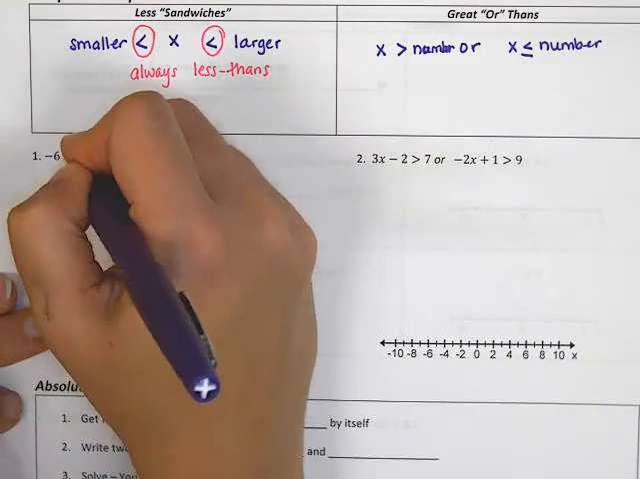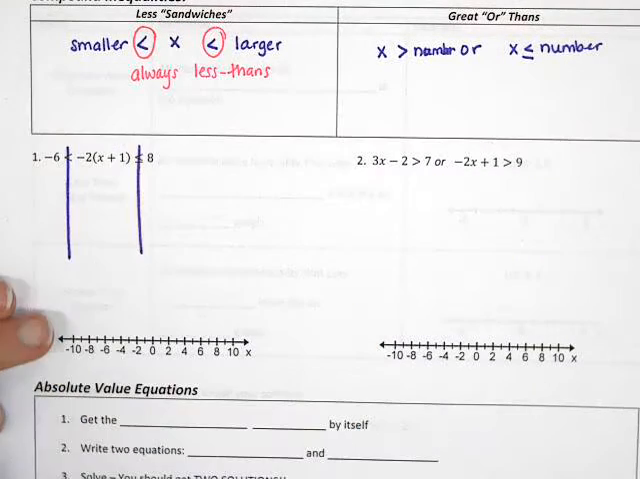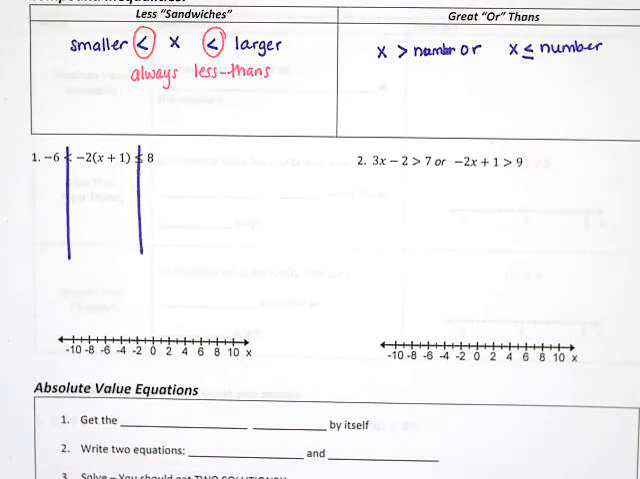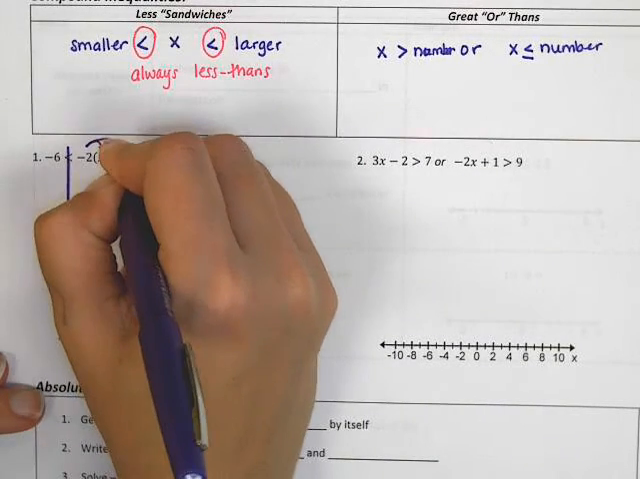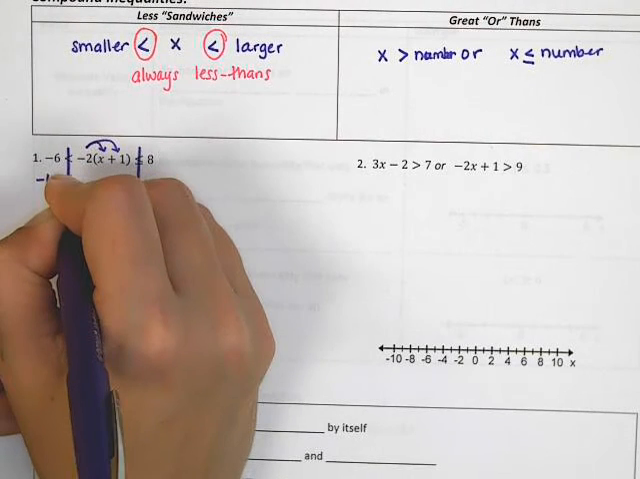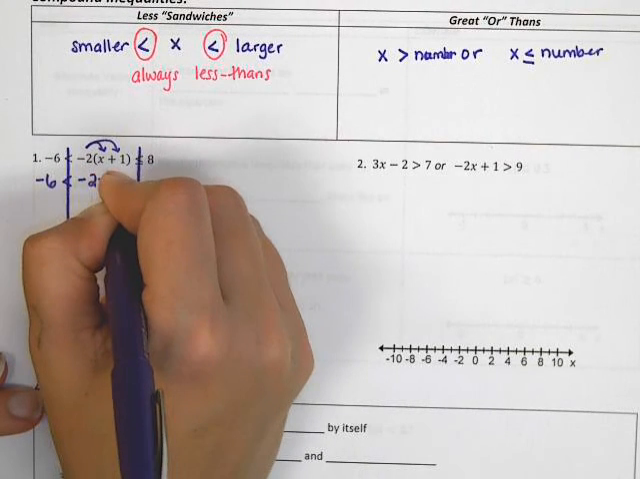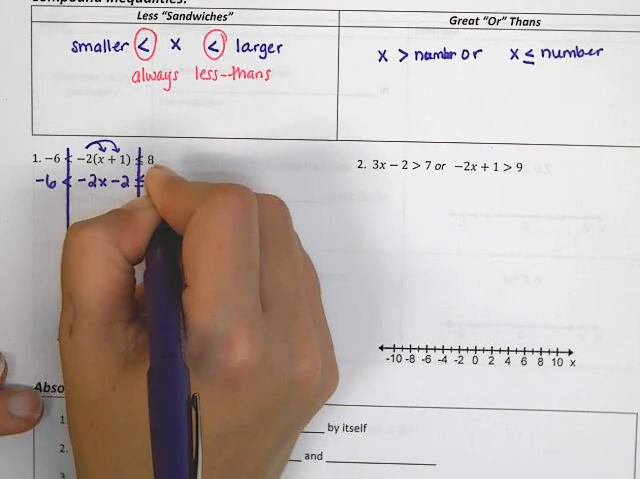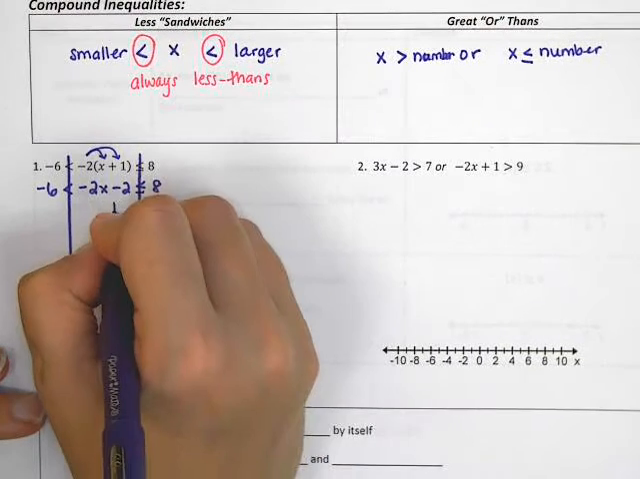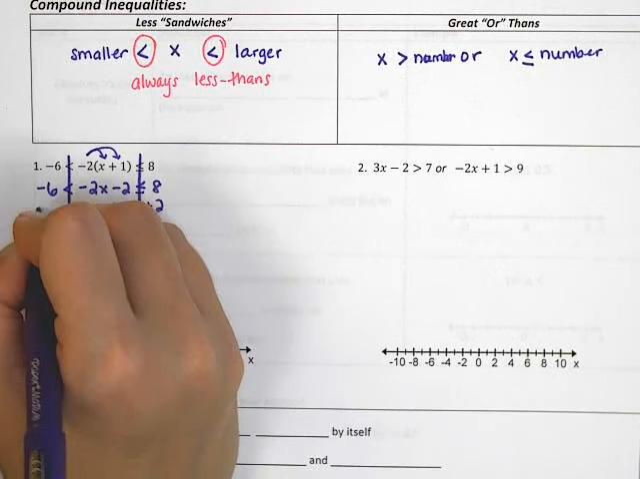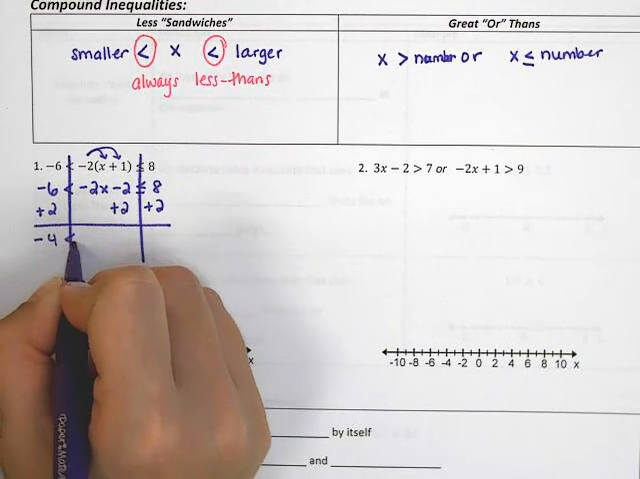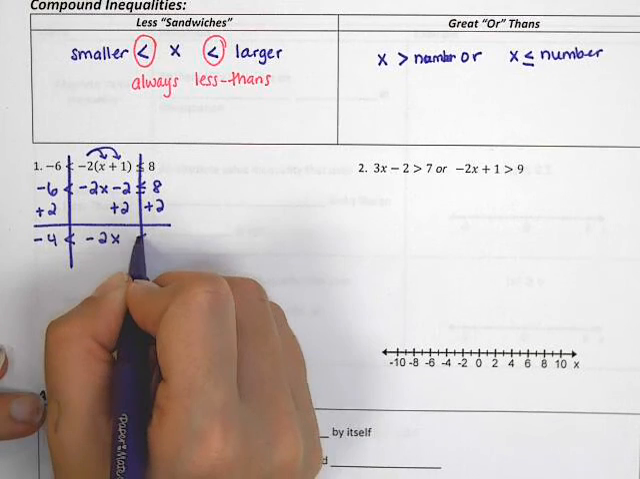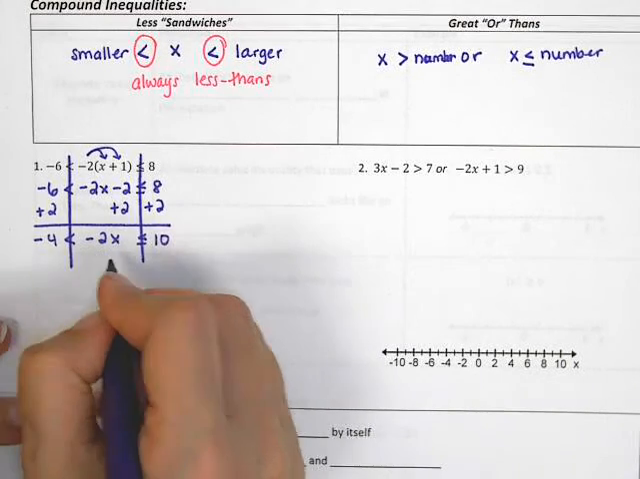So for problem 1, we would draw vertical lines through the inequality symbols. And since there are two of them, I have two vertical lines. Now I'm going to distribute the -2, which means I get -6 is less than -2x minus 2 is less than or equal to 8. Then I would add 2 to all three parts, which means I get -4 is less than -2x, which is less than or equal to 10.